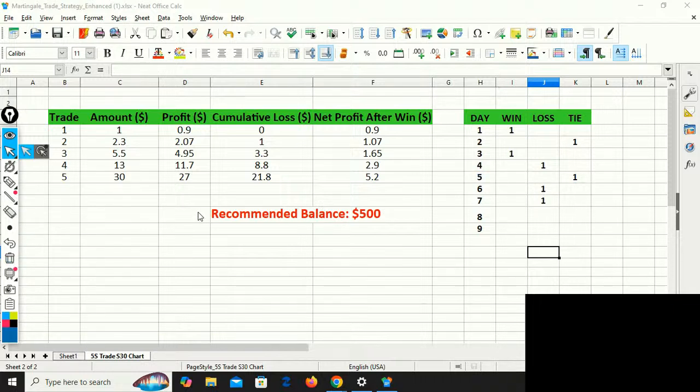Consider the risk of $50. Sarwar is saying, considering the risk of $50, the target should be around $100 to be in profit every day.